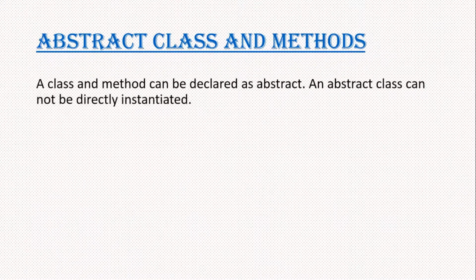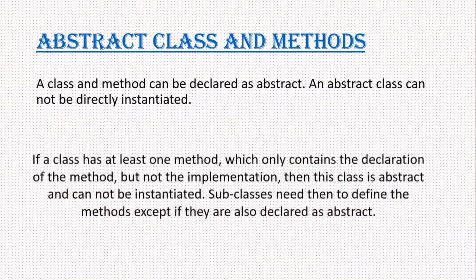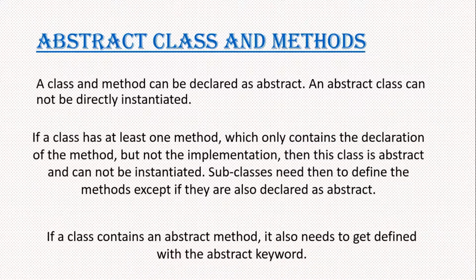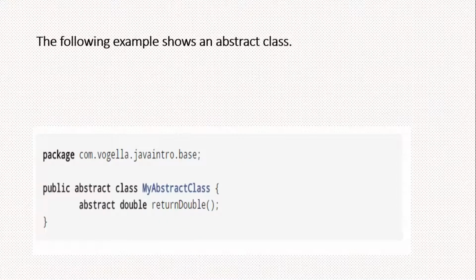Abstract class and methods. A class and method can be declared as abstract. An abstract class cannot be directly instantiated. If a class has at least one method which only contains the declaration of the method, but not the implementation, then this class is abstract and cannot be instantiated. Subclasses then need to define the methods, except if they are also declared as abstract. If a class contains an abstract method, it also needs to be defined with the abstract keyword. The following example shows an abstract class, as shown in the figure.